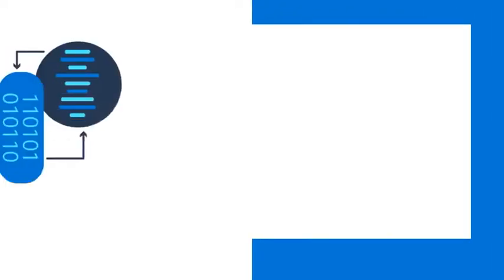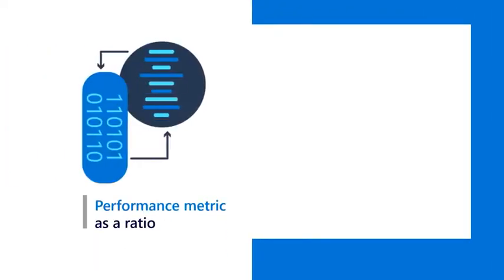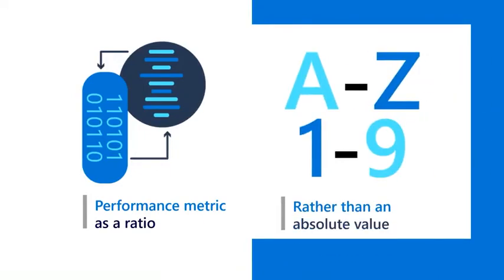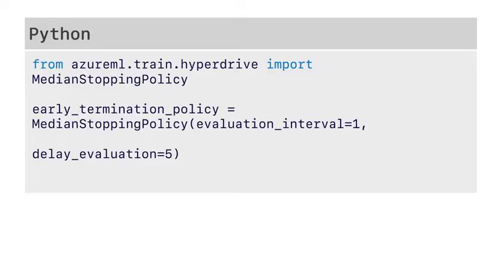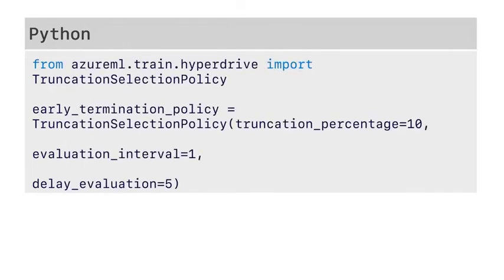You can also apply a bandit policy using a slack factor, which compares the performance metric as a ratio rather than an absolute value. A median stopping policy abandons runs where the target performance metric is worse than the median of the running averages for all runs. A truncation selection policy cancels the lowest performing X% of runs at each evaluation interval based on the truncation percentage value you specify for X.